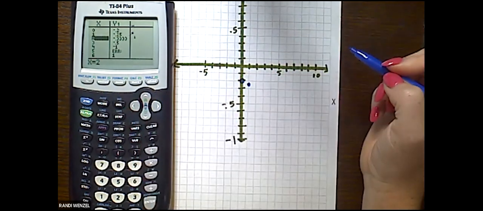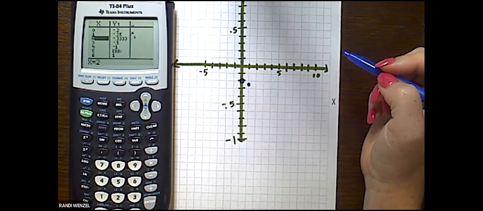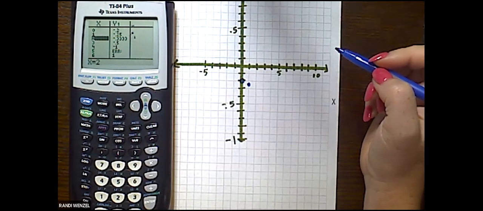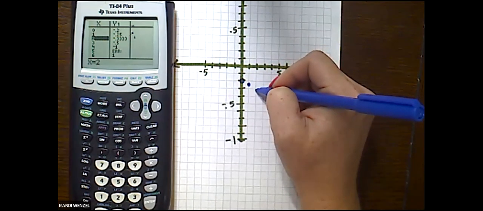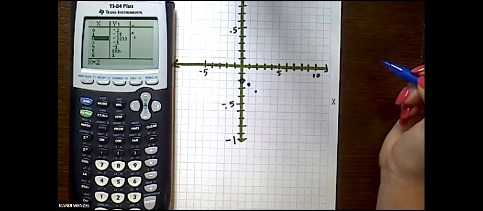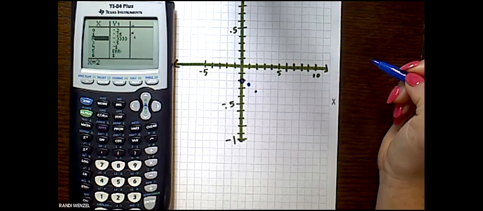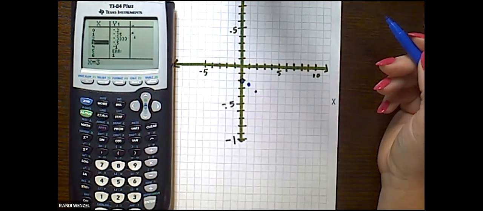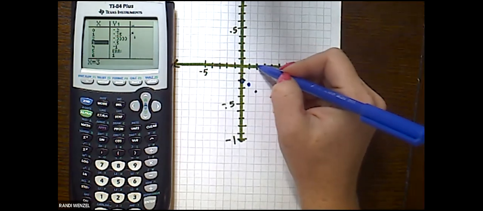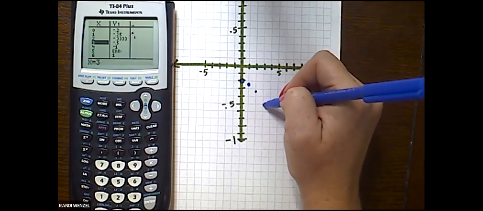And then the next one is 2, negative 0.333. That's a little past 0.3. So when we go to 2, and we go to 1, 2, 3, it's a little past that. Not quite halfway, a little more. And then the next one is 3, negative 0.5. So we have 1, 2, 3, negative 0.5 is right here.